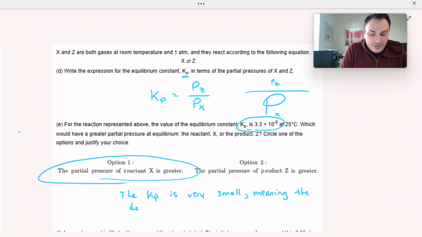Meaning the denominator, which is the partial pressure of X, must be way greater than the numerator, which is Py.